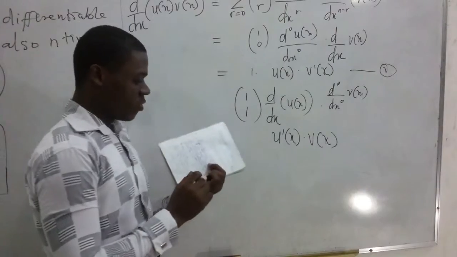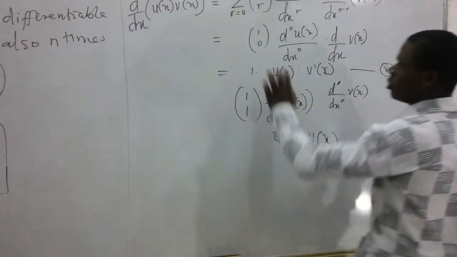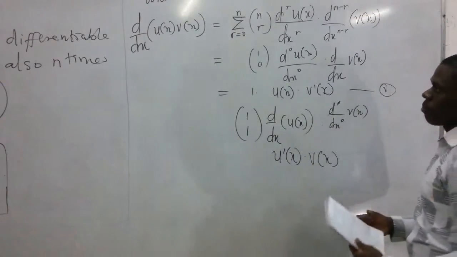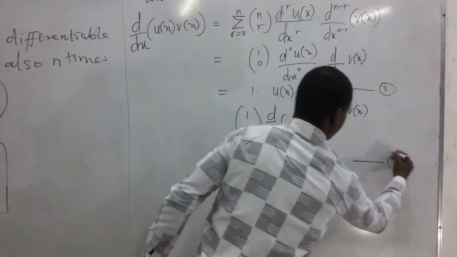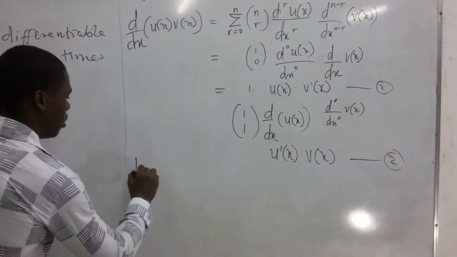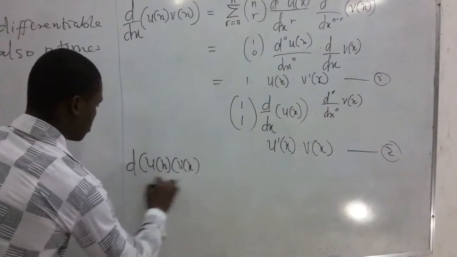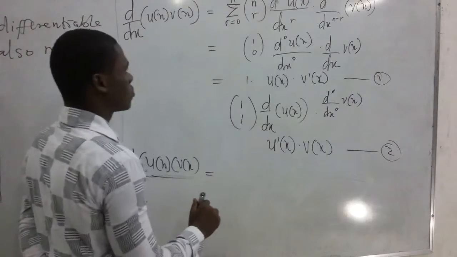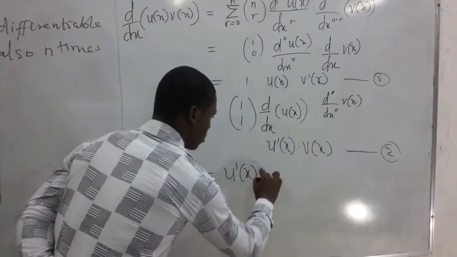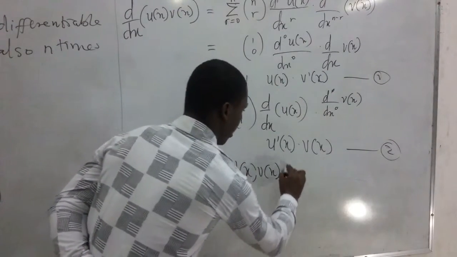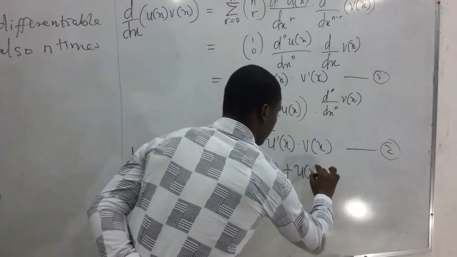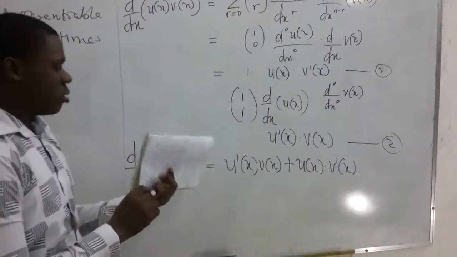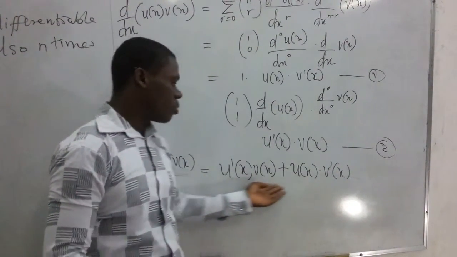Alright, so we have reached our limits. We can't continue again because r begins from 0 and n is 1. Now our r is 1, so we end it. But it's about summation, we are adding. So we say that the first derivative of u of x times v of x, where n is 1, is equal to u prime of x multiplied by v of x, plus u of x multiplied by v prime of x. So you're just adding this equation to this equation, these two, and it gives us the product of this function.